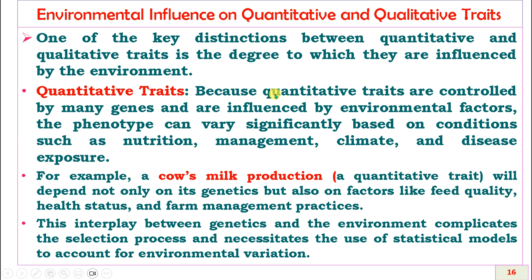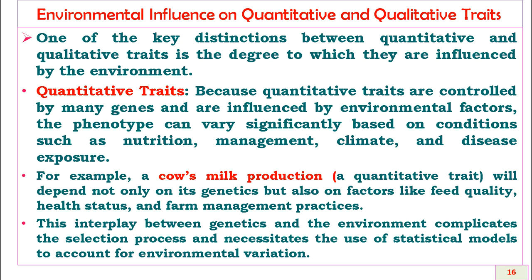The sunlight, especially in the case of birds, the day length, also accounts for the production of eggs. For example, a cow's milk production, a quantitative trait, will depend not only on its genetics but also on factors like feed quality, health status, farm management practices and disease control. For example, with mastitis, if it is suffering from subclinical mastitis, definitely it will have low production, and this is one of the important things that influences the selection of the animal for breeding.